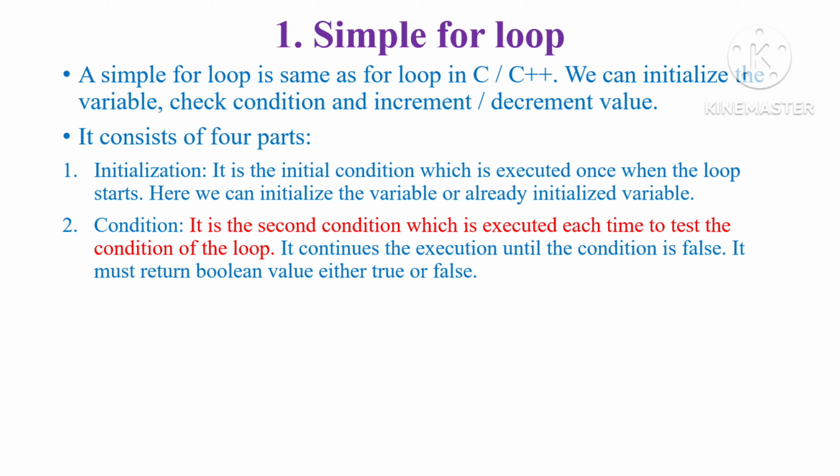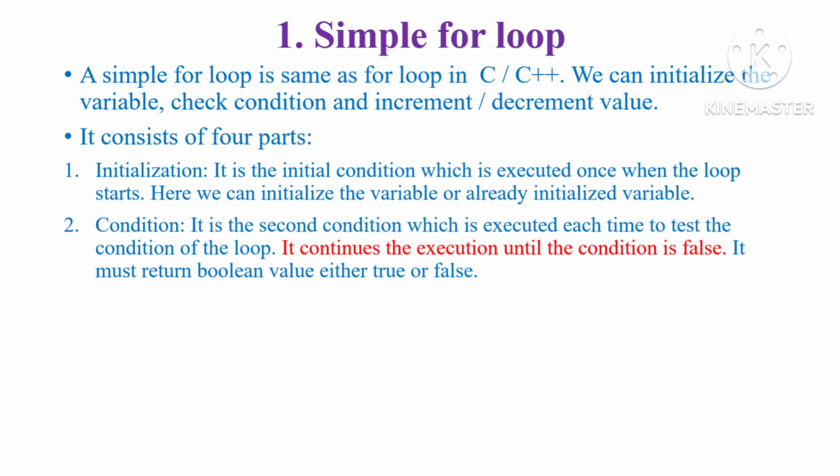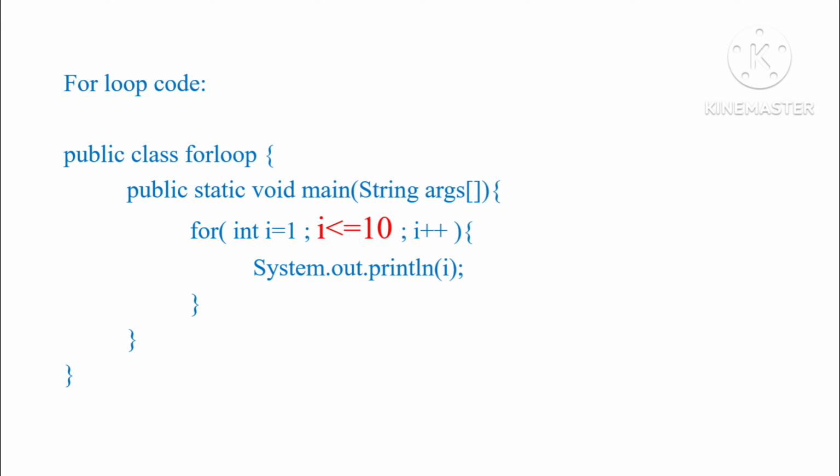Second part is condition. It is executed each time to test the condition of the loop. We give the condition as i is less than or equal to 10. So here, while executing each iteration, it checks whether the value of i is less than or equal to 10. It continues the execution until the condition is false, meaning it will execute till i is less than or equal to 10 and terminate when i becomes greater than 10.